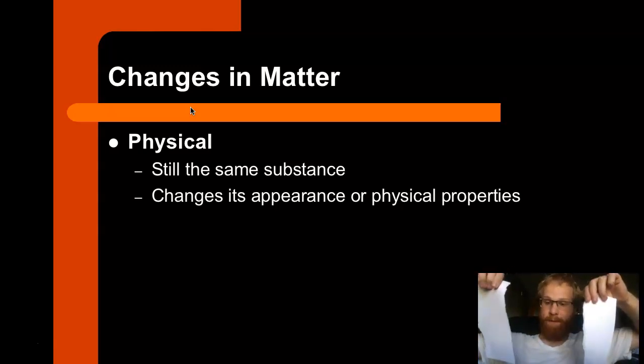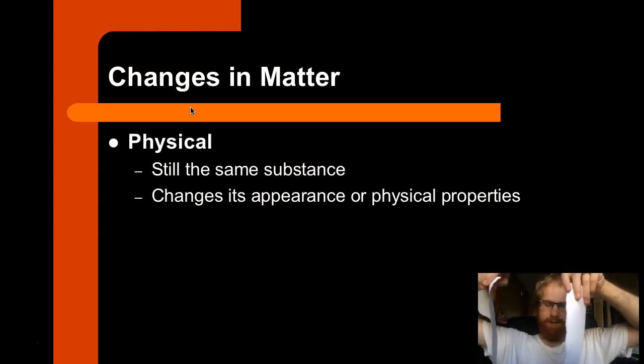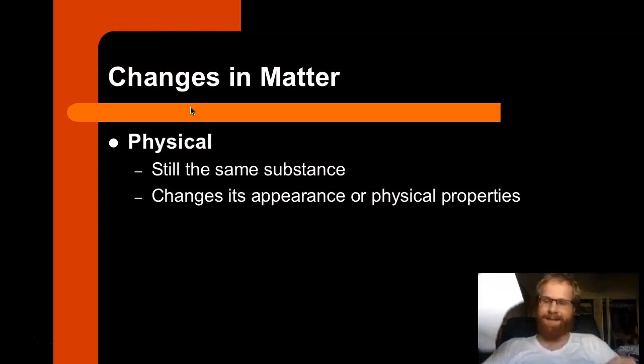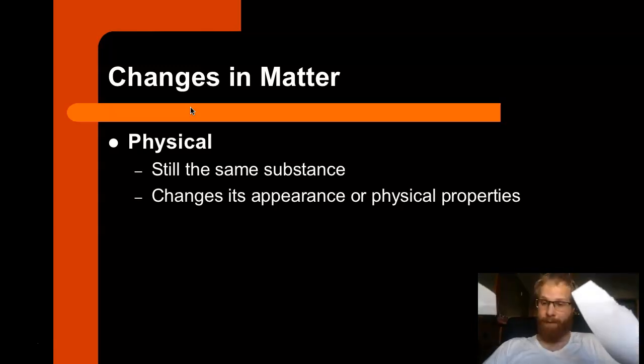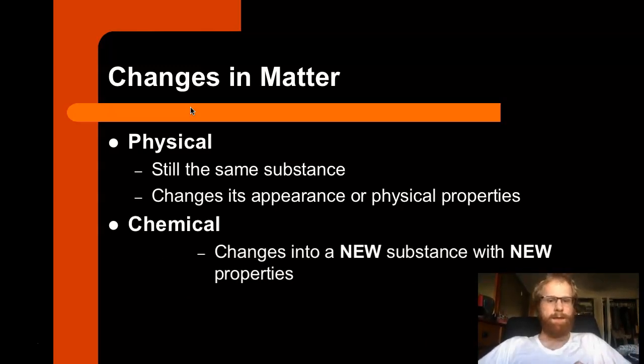When I rip paper, it's still paper, but it looks different. Now it's got a jaggedy edge to it, but it has the exact same properties as before. Paper is flammable. I can burn this still. Even though I ripped it, it is still flammable. Okay. All right, what's the second way?